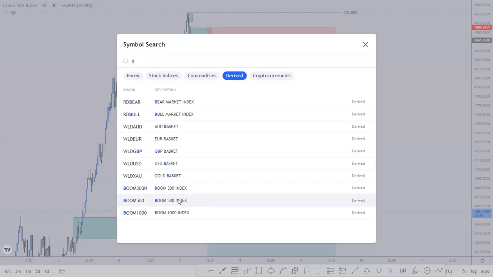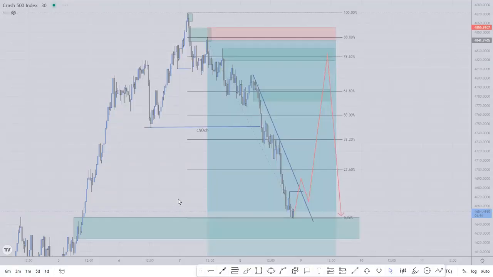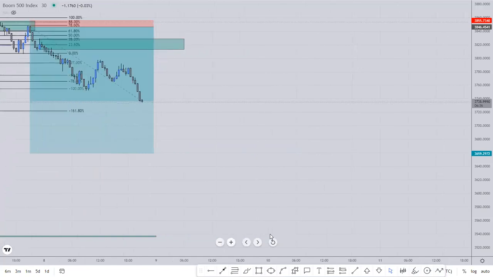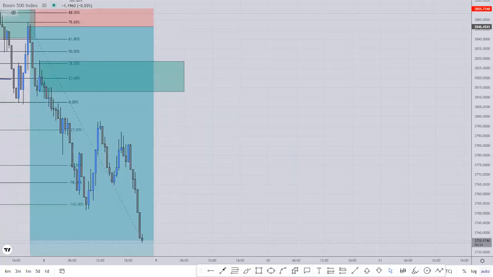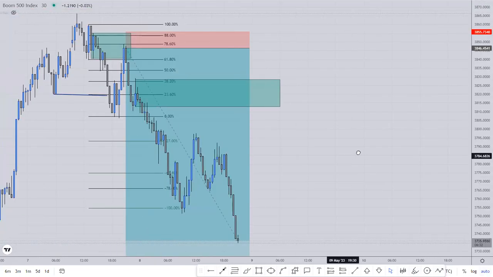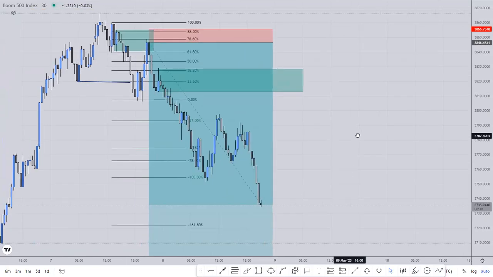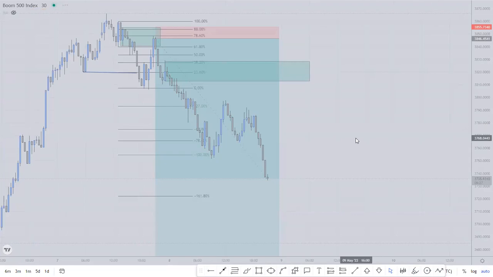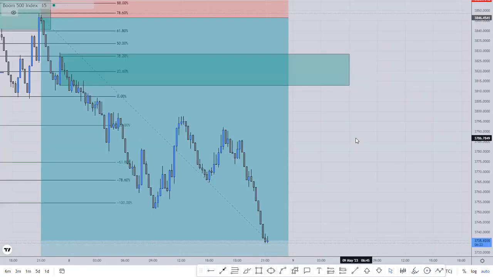Boom, let's see. So VIX, I said it's consolidating, and I also showed you another area where you can buy if you ever want to be in the trade. So remember what I said about Boom 500 and Crash 500: they have a similar way of movement.